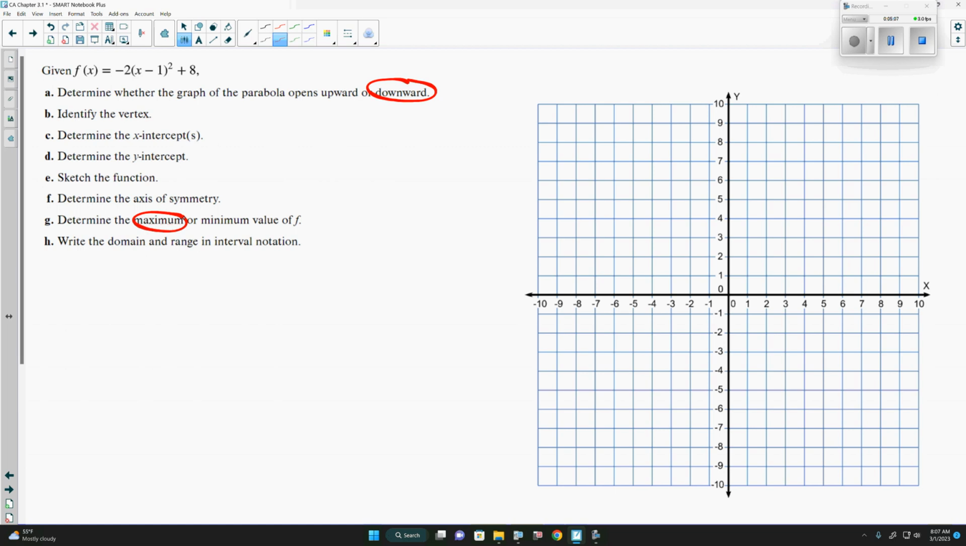Now we want to identify the vertex, the x and y intercept, and sketch the function. Now, again, doing it in this order would be definitely helpful. Now, this here is in vertex form. Our y is equal to a times x minus h squared plus k. And the vertex is the point h comma k.